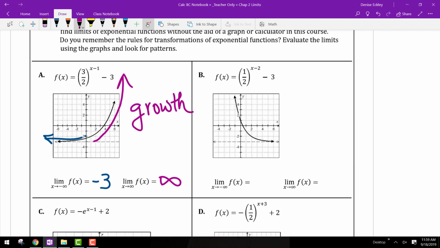We know it's a growth function because the number raised to the power is larger than 1. In letter B, we have a decay function, because the number raised to the power is between 0 and 1. Let's do the two limits listed here. As x approaches negative infinity, we're headed this way, and the function is unbounded, so the limit will be infinity. As we head towards positive infinity, we're going down this way, skirting along that horizontal asymptote again, so that's going to be -3.